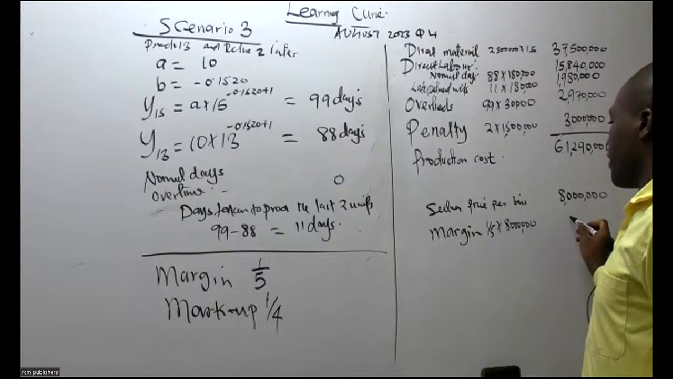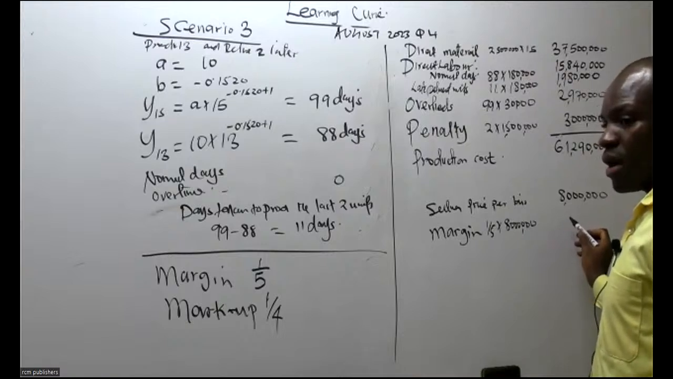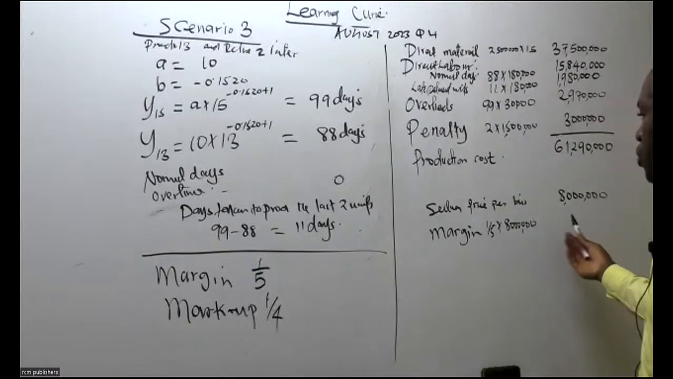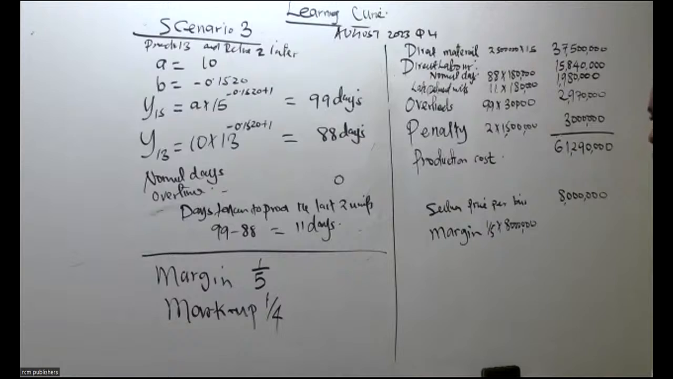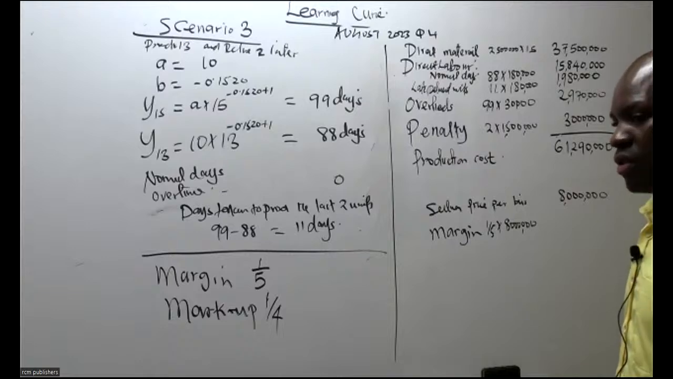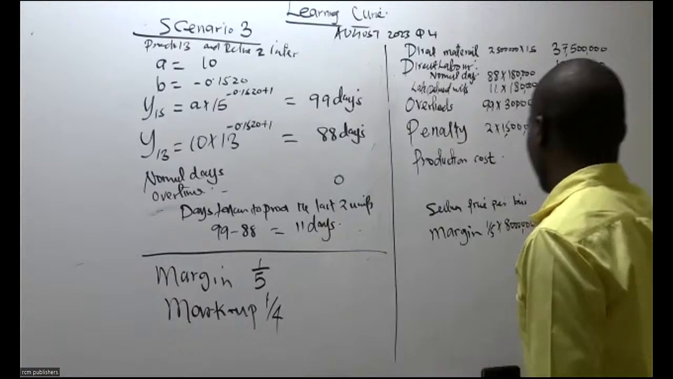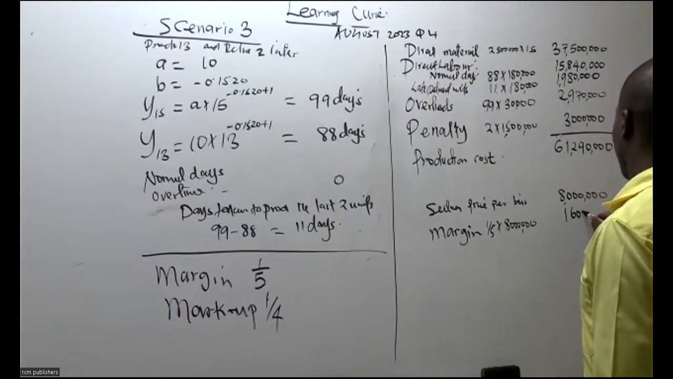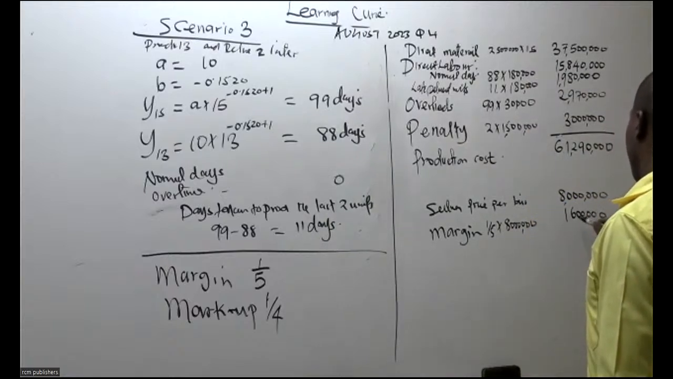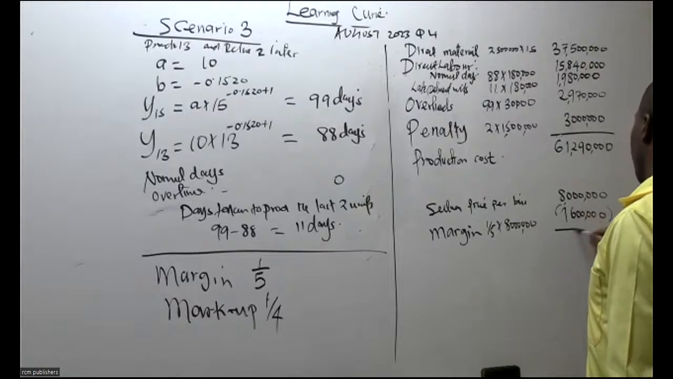How much will we have here? 20% of 8 million ni ngapi? 1,600,000. So we have 1,600,000. Ukitoa hiyo unapata ngapi?